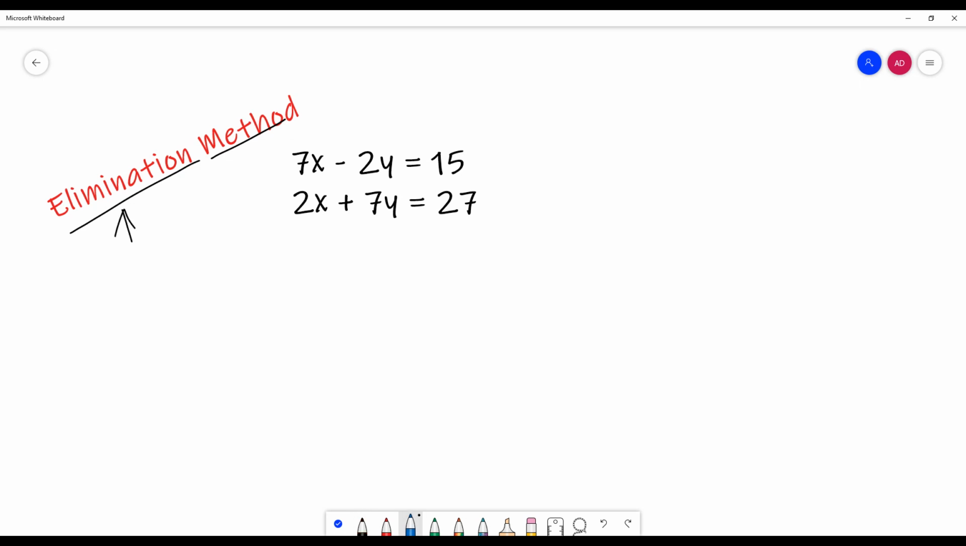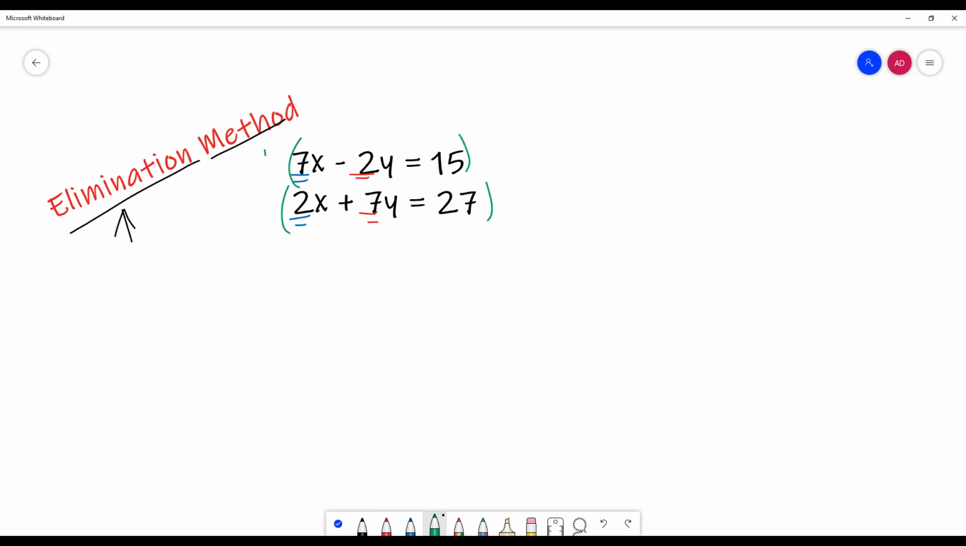But in order to do that, the coefficients must be opposite. So either they have to be opposite in front of the x, or they have to be opposite in front of the y's, okay? And right now, they're not opposite under either one of them. So what are we going to do here? Well, we're going to make them opposite.